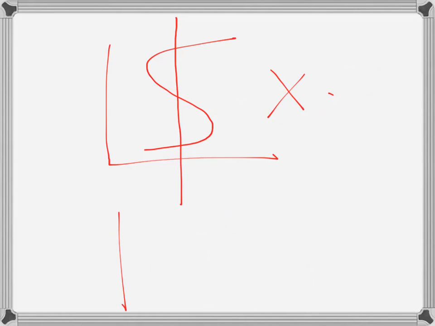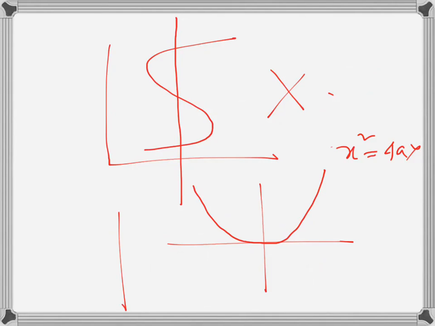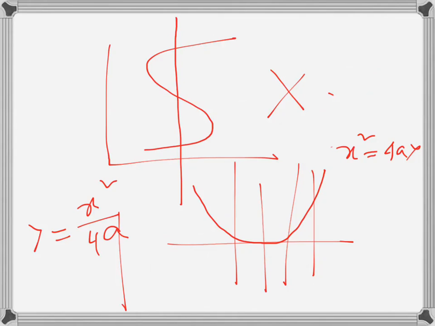So that's the thing. Now if we look at a parabola, x squared is equal to 4ay, or whatever, so then we have this one. It does satisfy the vertical line test, so it's a function. So y is equal to x squared over 4a. For every x there is a unique value of y, so this one is a function.